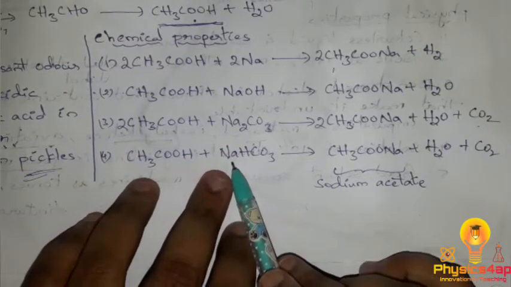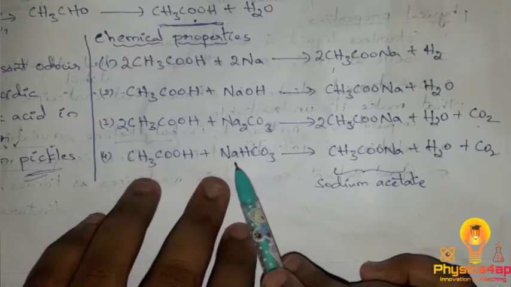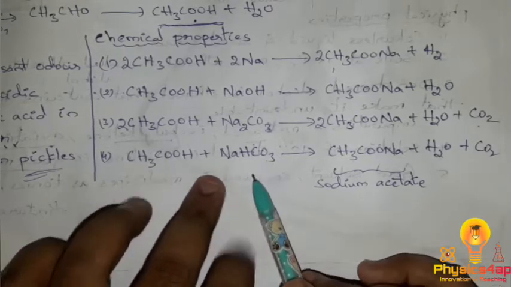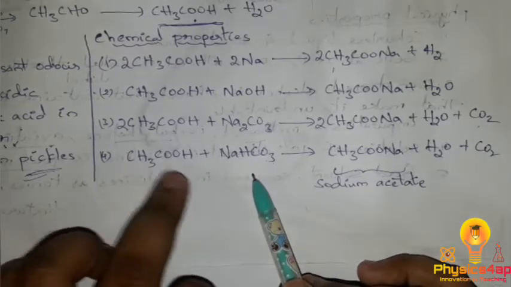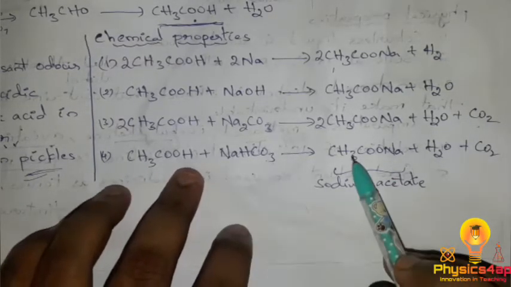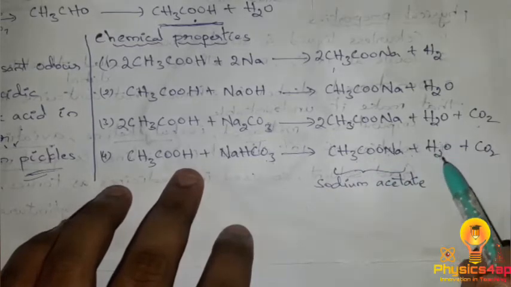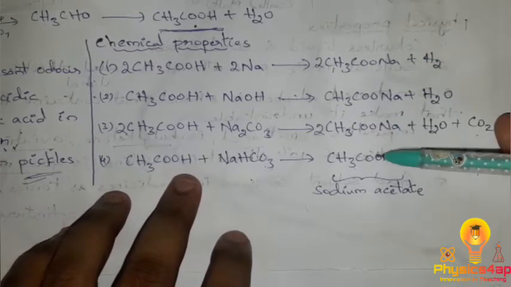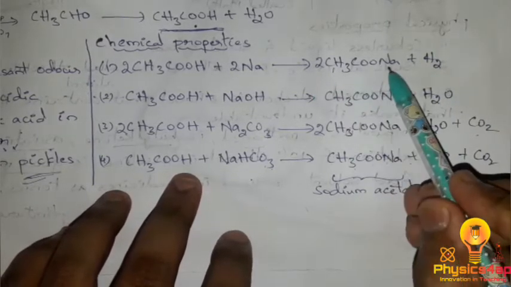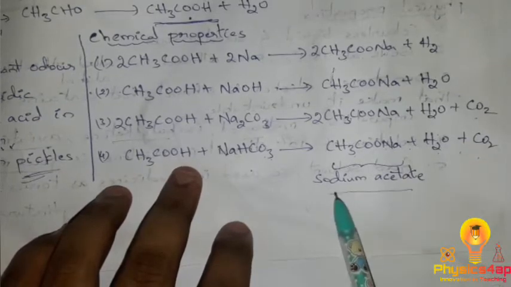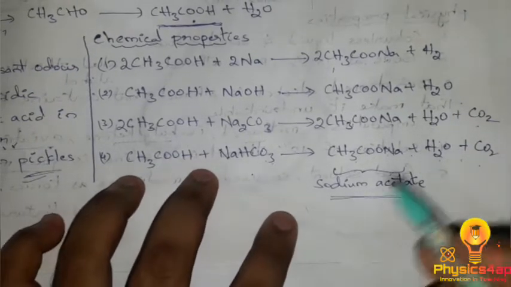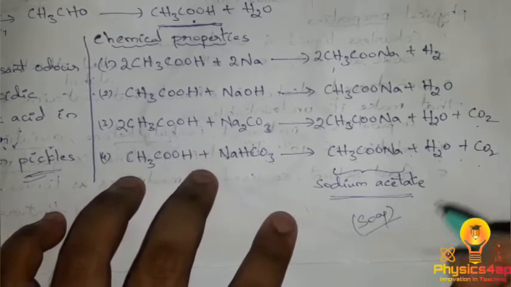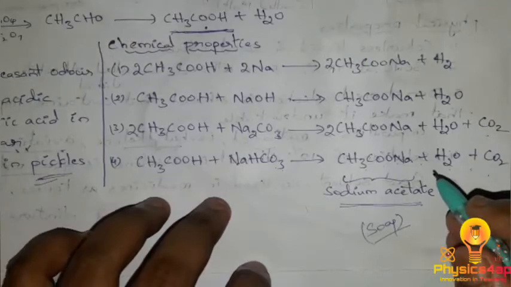At the same time, sodium hydrogen carbonate, also called sodium bicarbonate or baking soda, when reacted with acetic acid, CH3COOH, we get CH3COONa plus H2O plus CO2. If you see in all the chemical properties, we have a common term here, that is CH3COONa, which is called sodium acetate, and this sodium acetate is used in the preparation of soap. It is used to prepare the soap solutions over here.